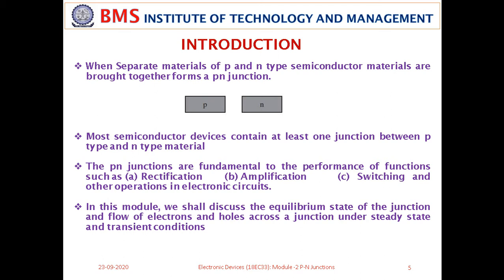What do we mean by transient conditions? Have you come across transient? Yeah, anybody? When the voltage source is applied across the junction. Yeah, the voltage source we are going to apply at different times actually. For example, it may be a sinusoidal wave, or you can say a ramp wave.